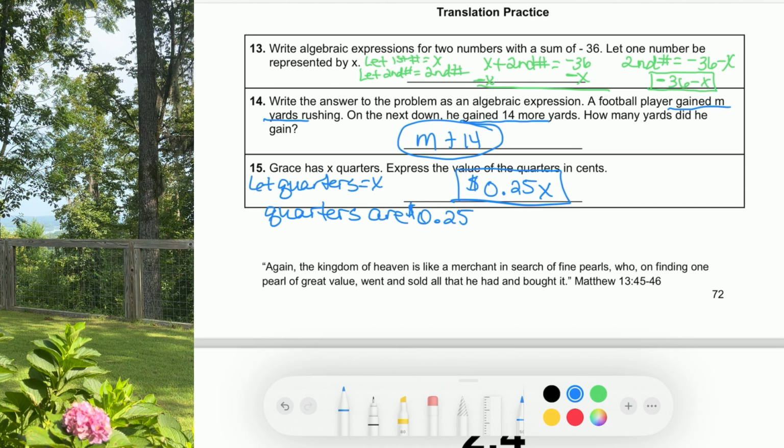So let's read our Bible verse. Again, the kingdom of heaven is like a merchant in search of fine pearls, who on finding one pearl of great value, went and sold all that he had and bought it.